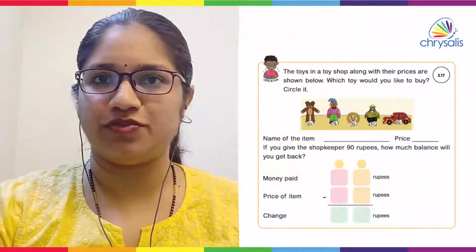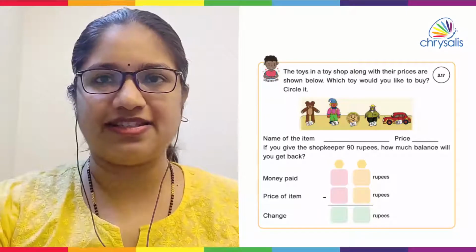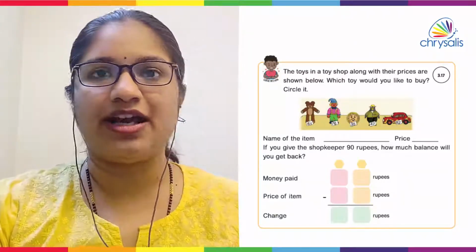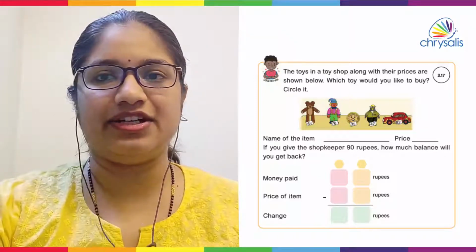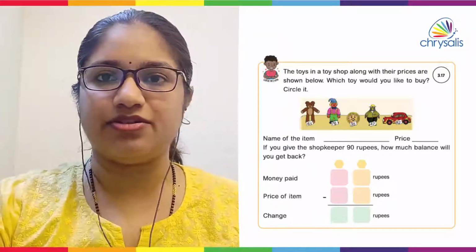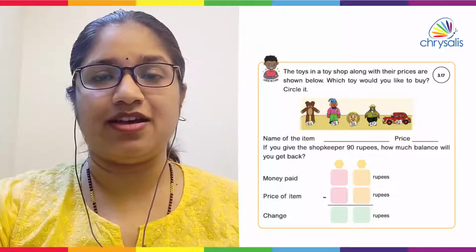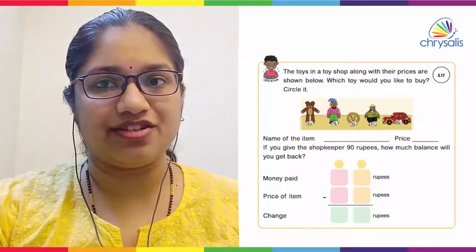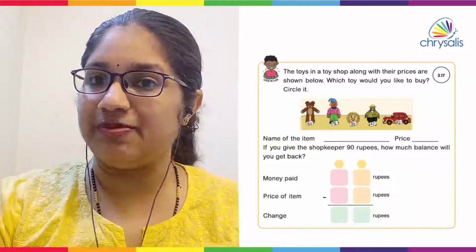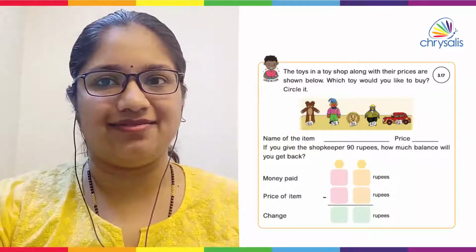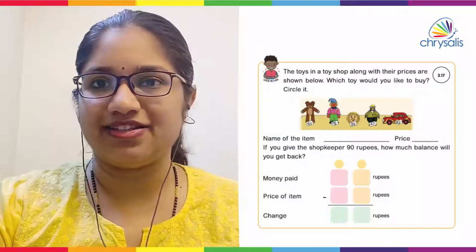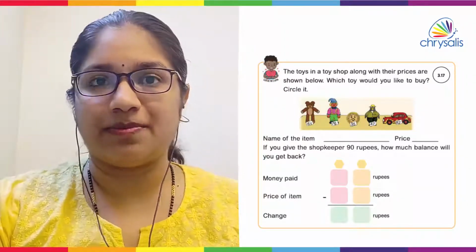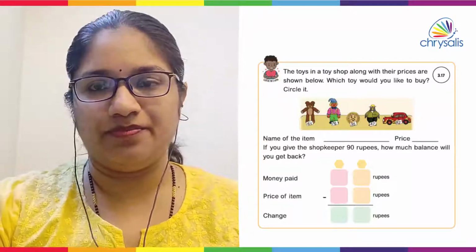If you have your studio with you, open page number 63 and write down today's date. And if not, you can use your notebook and write down today's date and activity number 3.17 to do this activity. So children, for a Look Within activity, we have to read the instructions carefully, look deep within ourselves and answer. Read the instructions. The toys in a toy shop along with their prices are shown below.